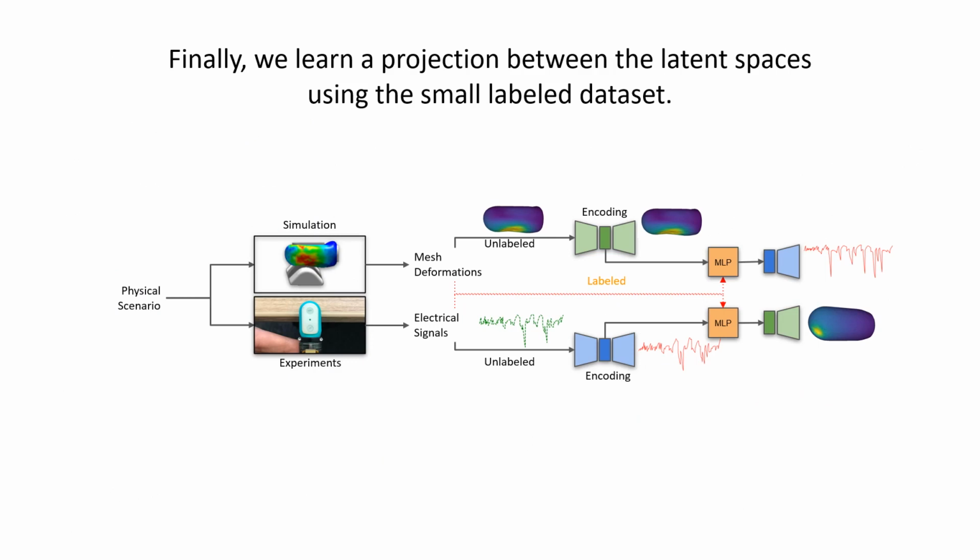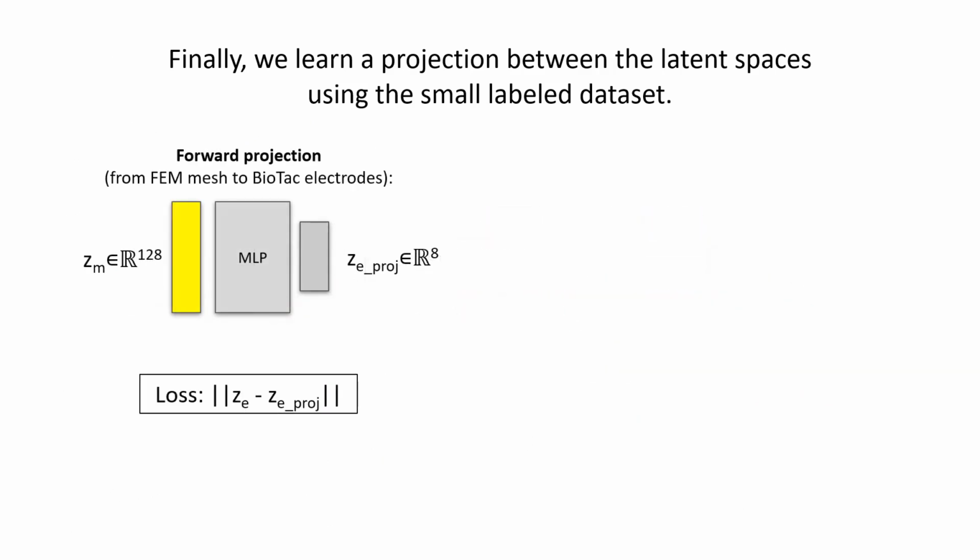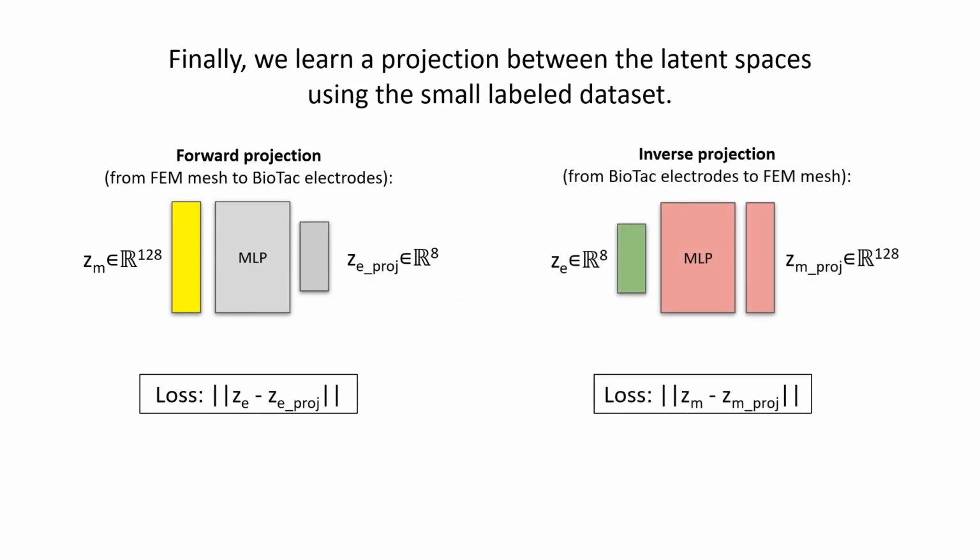We then learn a mapping between the two latent spaces using the labeled dataset from our previous work. We learn the mapping as two separate networks. One to map from the mesh latent space to the electrode latent space, and the other to do the inverse projection. We use a standard L2 loss between the predicted latent vector and the ground truth latent vector in these two networks.